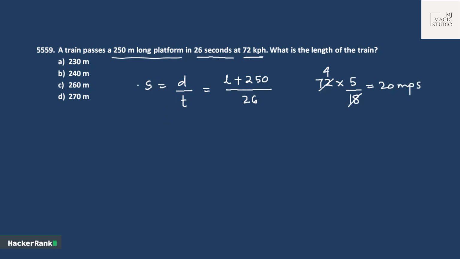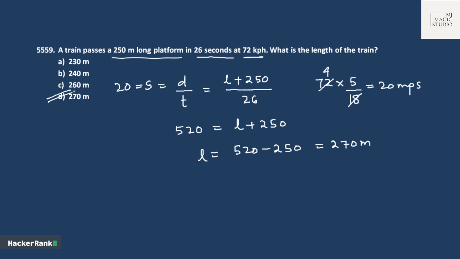So 20 into 26 is 520. 520 is equal to L plus 250. That means length of the train is 520 minus 250, 270 meters. Option D.